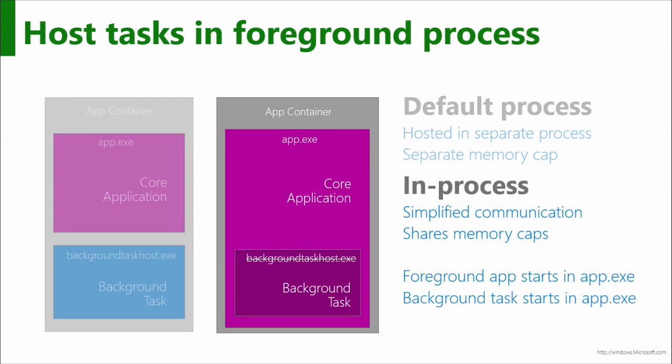But with that, the good news is you can interact with them really easily. The bad news, of course, is if your background application starts before your foreground application, it will still launch inside App EXE. And your foreground application then runs and just joins it. If your foreground application launches first, obviously it runs inside App EXE, and your background task that runs then just joins it, right? So that's how it works.